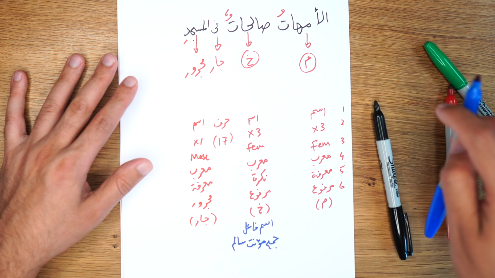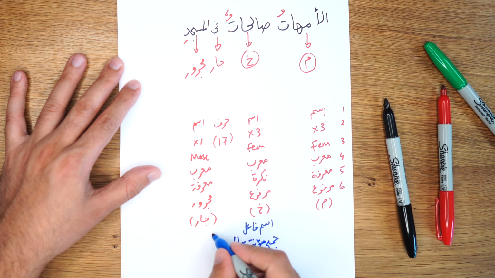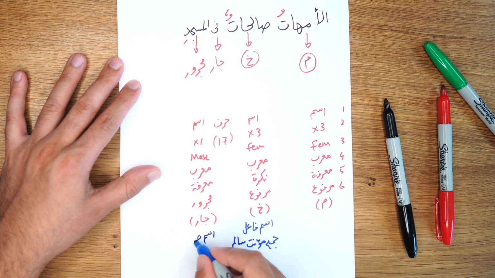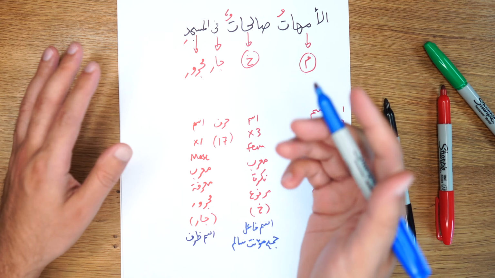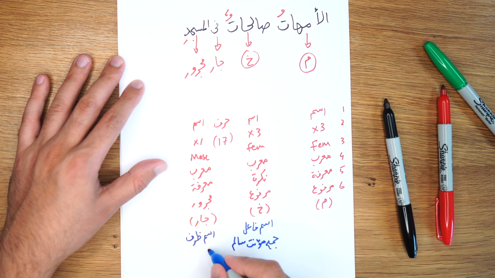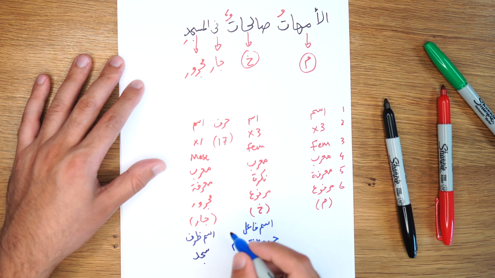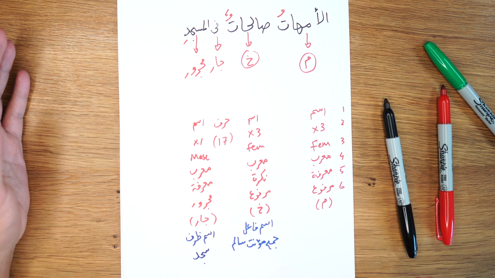Now this is a little thing that I want to add to this. Masjid is actually what we call ism dharf, which means it's the place where the action takes place. So the action of sajda, sajada, the place of sajda, masjid is that.